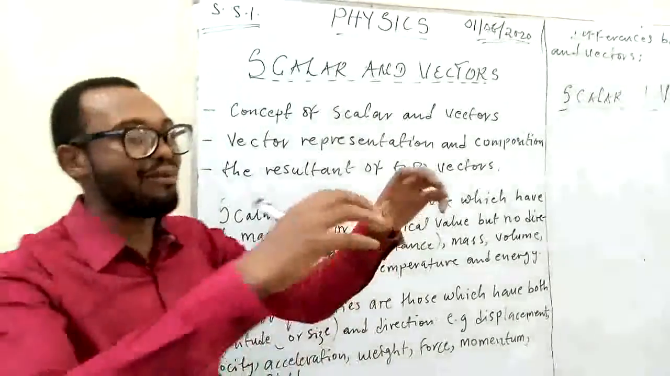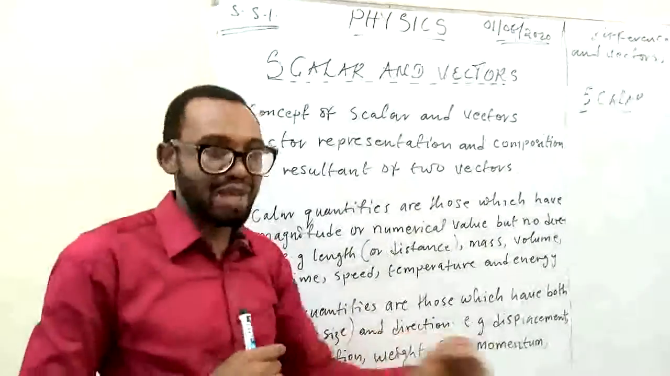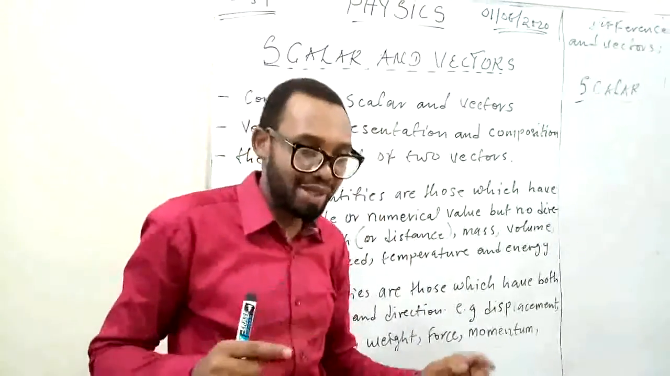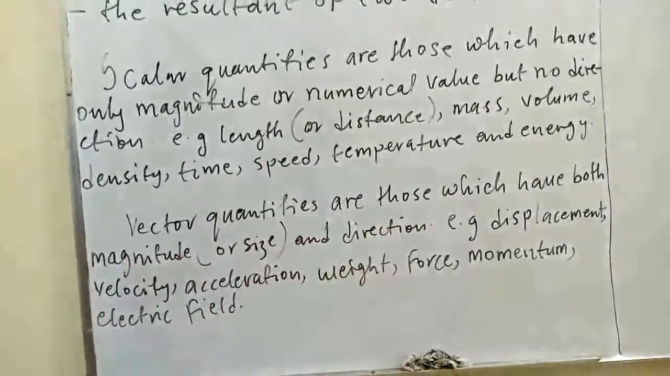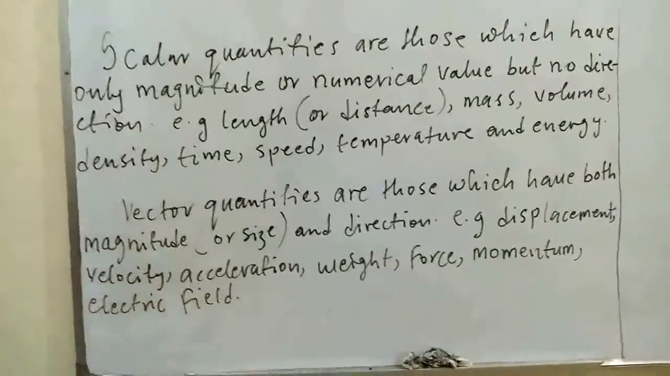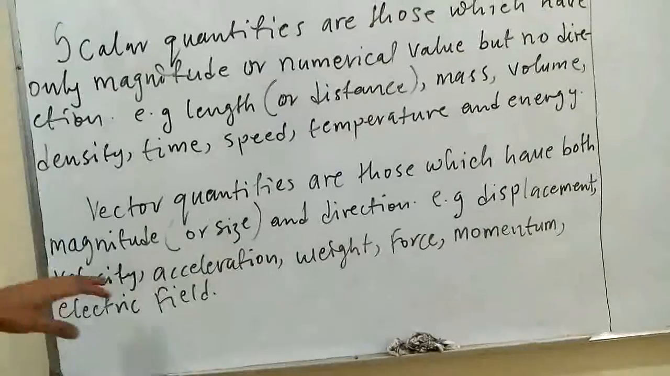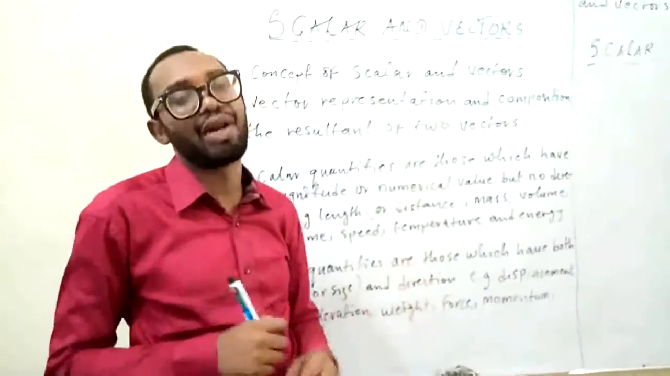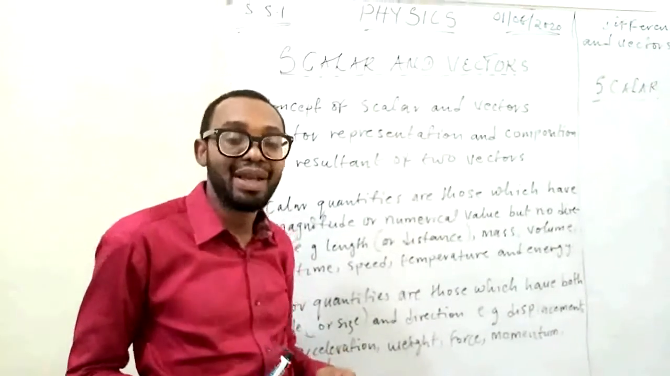Now you don't just see the value of it, but you see the direction. If it's a force, where the force is going. If it's due north, if it's due south, if it's due west or east, and so on and so forth. Examples of vector quantities are also on the board. I said they are displacement. Mind you, you can differentiate displacement from distance. Displacement is the distance traveled in a specified direction.